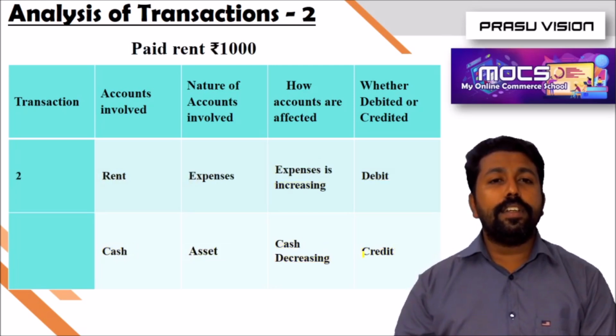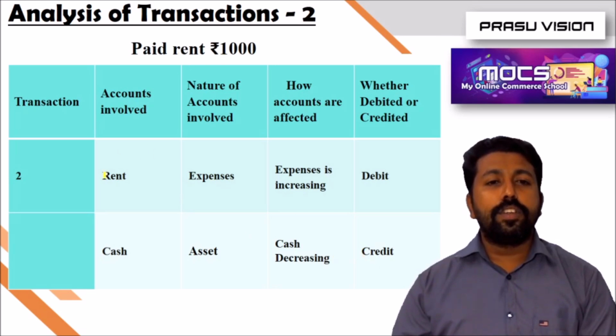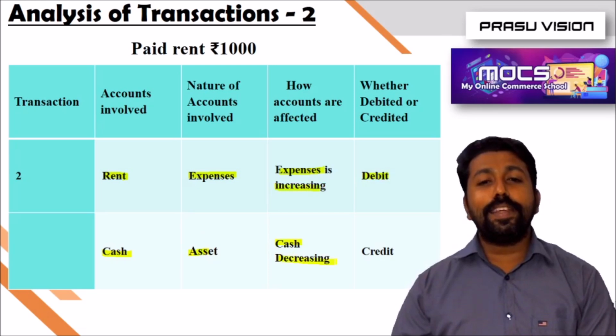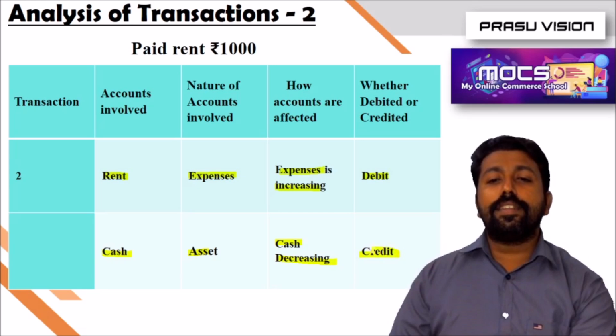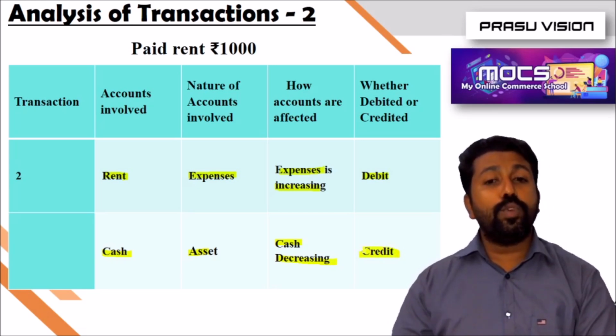And the second, paid rent 1000. First, the organization paid rent. So the first account is rent and the second one is cash. Rent is an expense. Expense is increasing, so debited. And cash is an asset. Cash is decreasing. When we are paying some expense, cash is decreasing in the organization. So decrease in an asset, credited. I hope it is very clear for you.